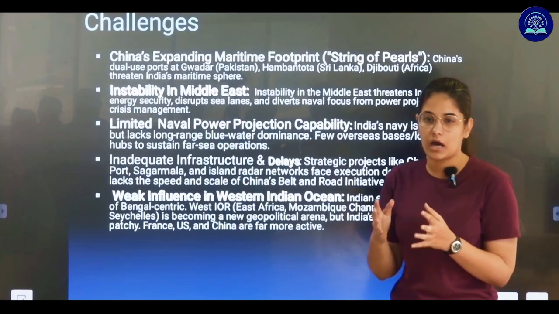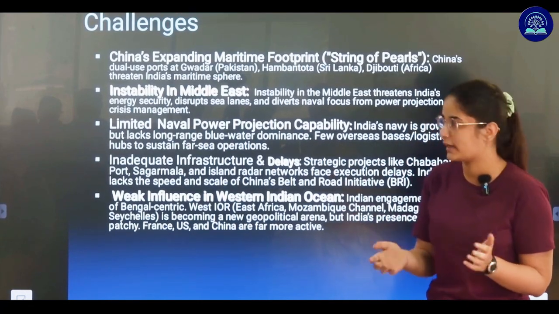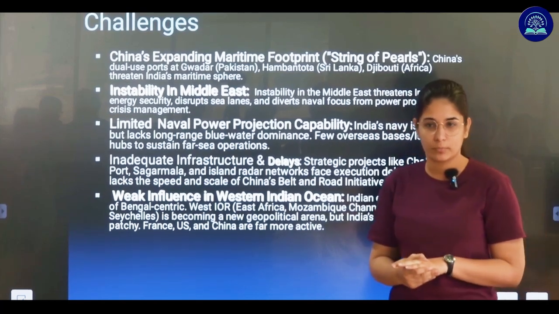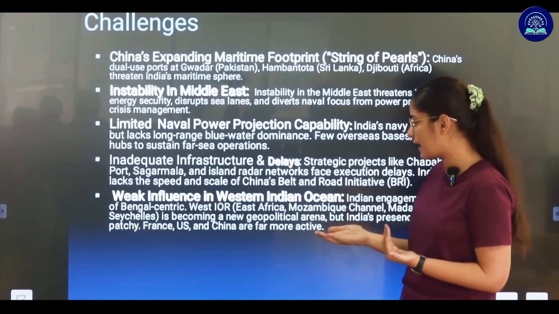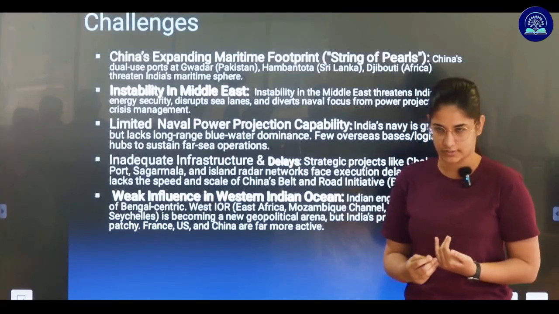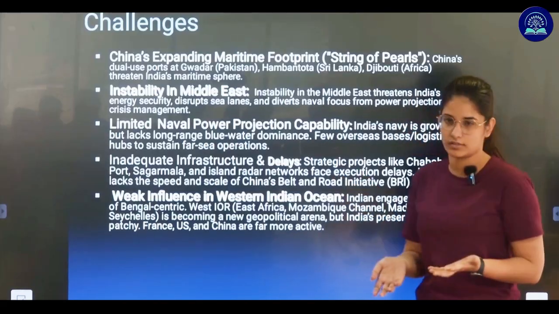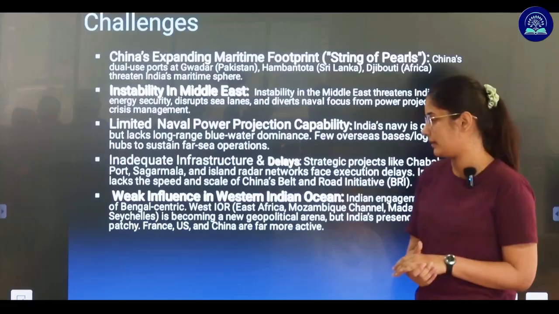There is a dilemma about which country to support and whether to maintain neutrality or not. That will again remain a challenge. On naval power projection, of course, we aim to be a blue water navy, but we still have a lot of challenges in terms of logistics. We have infrastructure delays. We have the Sagarmala initiative, but again it will take time to reap its benefits.